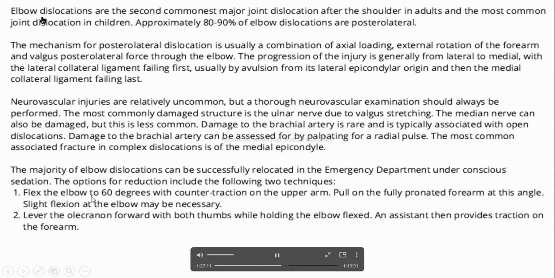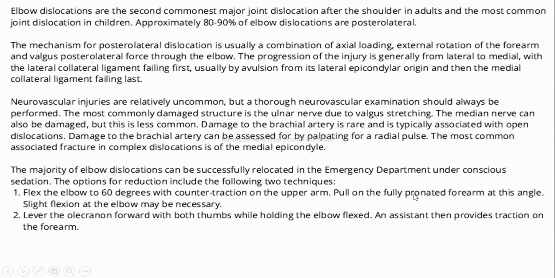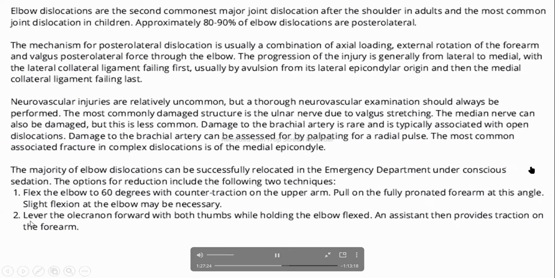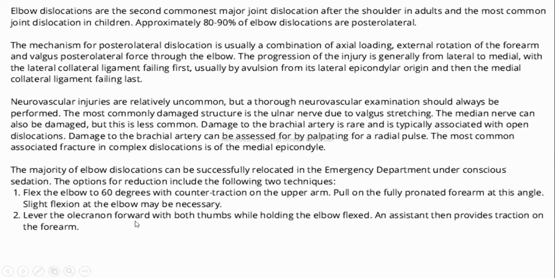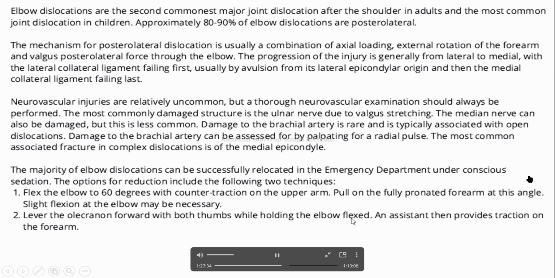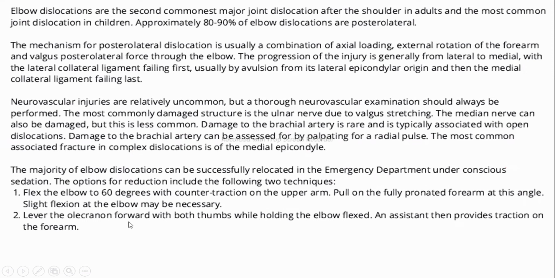It means you ask the patient to do flexion of the elbow to 60 degrees and the forearm is fully pronated. Okay? The second technique: lever the olecranon forwards with both thumbs while holding the elbow flexed. Assistant then provides traction on the forearm. Okay.